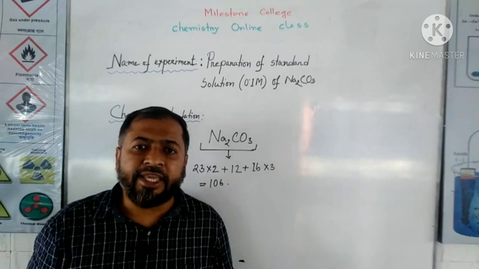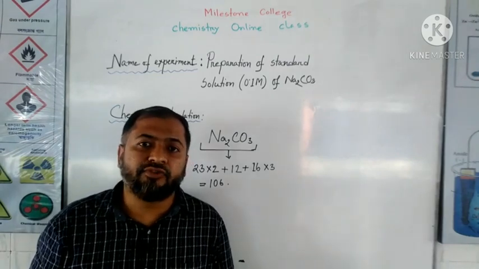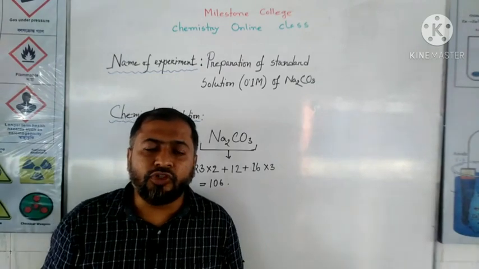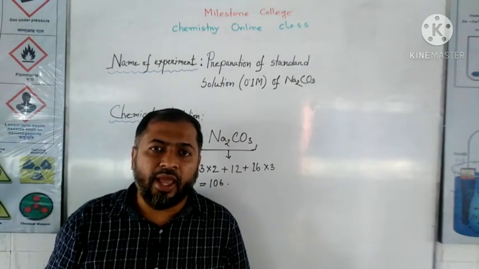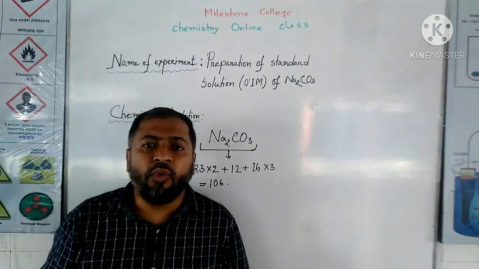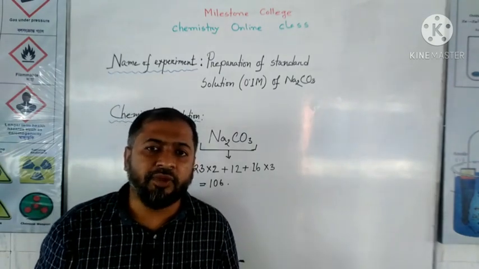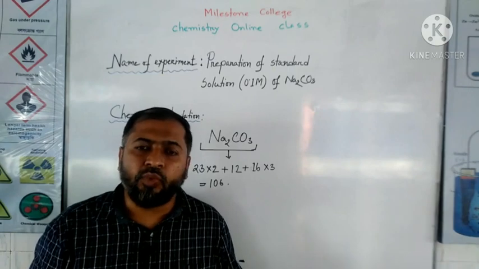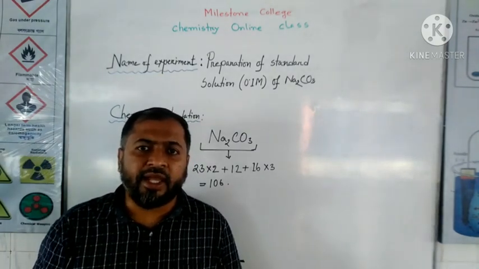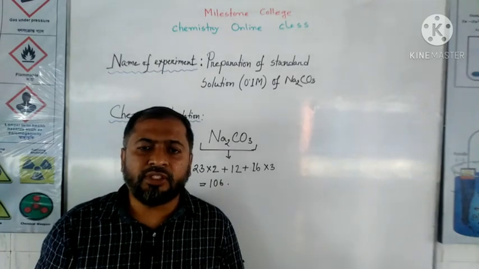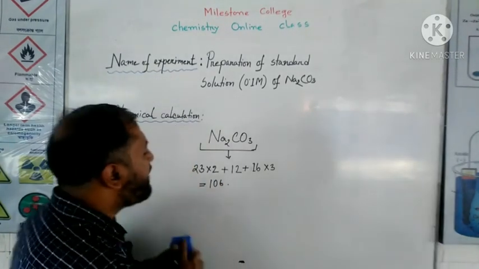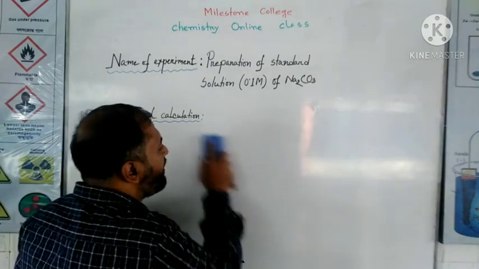Therefore, if we take 106 gram of sodium carbonate in 1 liter solution, then the solution which is prepared is known as molar solution. Now, in this case, we are going to prepare 250 ml of 0.1 molar sodium carbonate solution. To prepare that amount of solution, how much sodium carbonate is required? Now, we can calculate this by the formula.